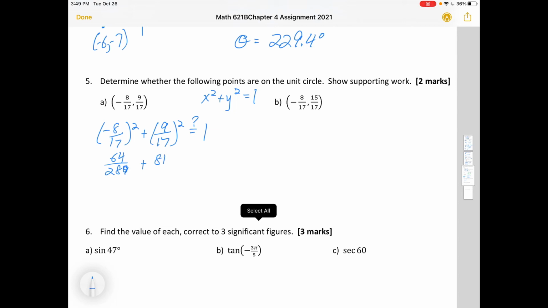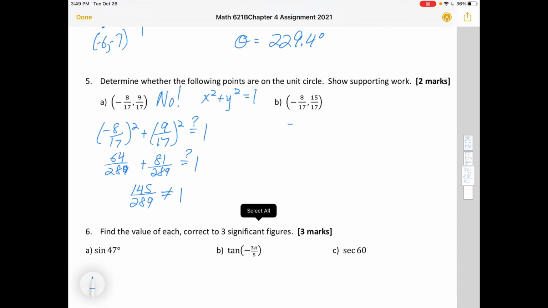This will give me 81 over 289. Wonder, is that 1? I think at this point I can pretty clearly see it's not. And then I get 145 out of 289. No, that's not 1. Only 289 over 289 is 1. So this is a no.